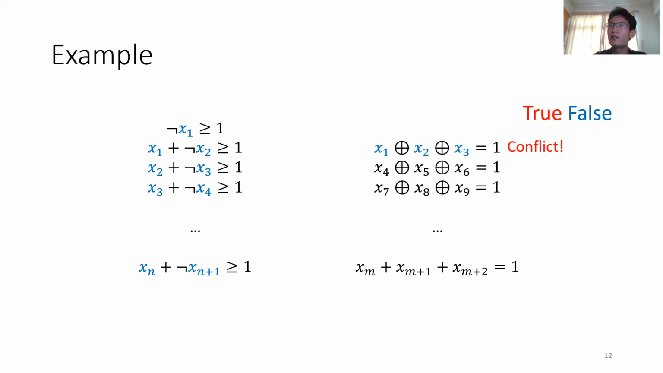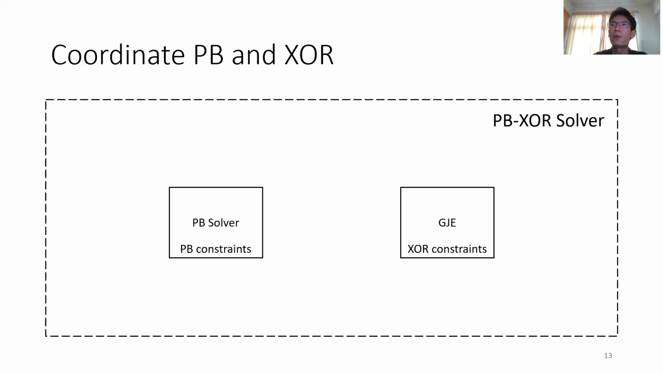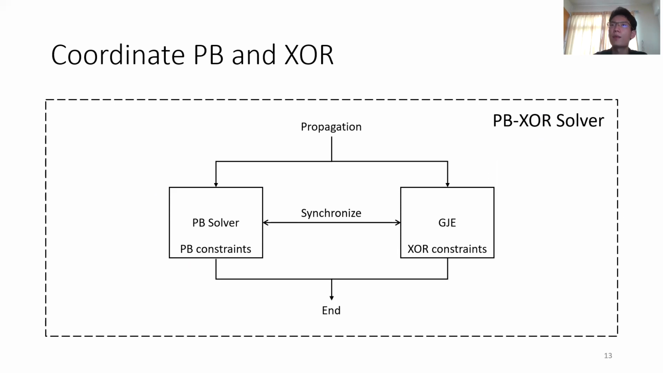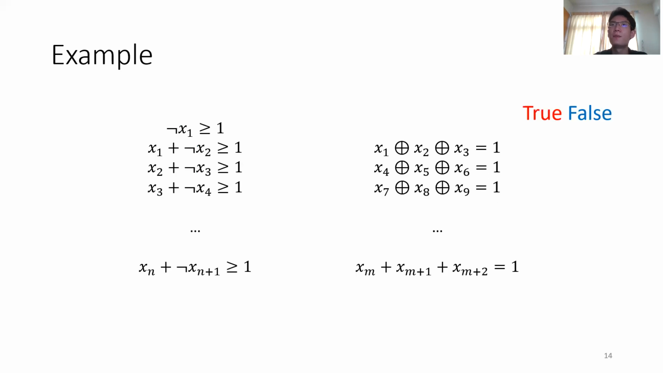If we can update the assignments of variables in XOR constraints early, the solver can detect the conflict after x3 is assigned and avoid the useless propagations from PB constraints. Therefore, we propose a synchronized approach to connect PB solver and GGE. This time, the two components start at the same time and synchronize the assignment of variables until the end of the propagation. Let me show the process using the same example.